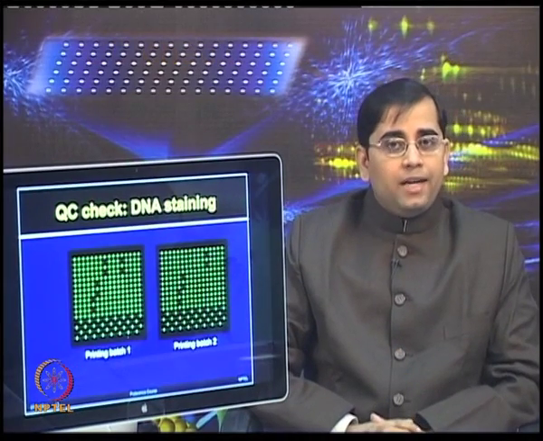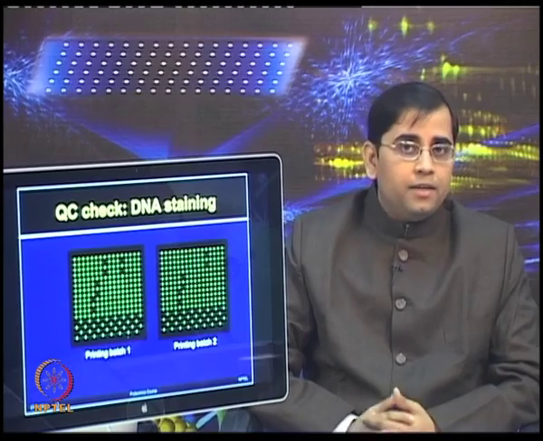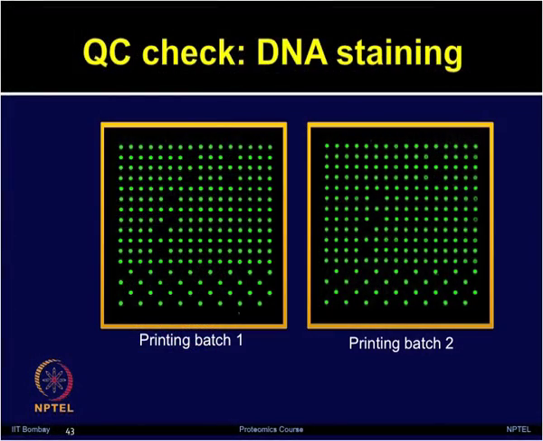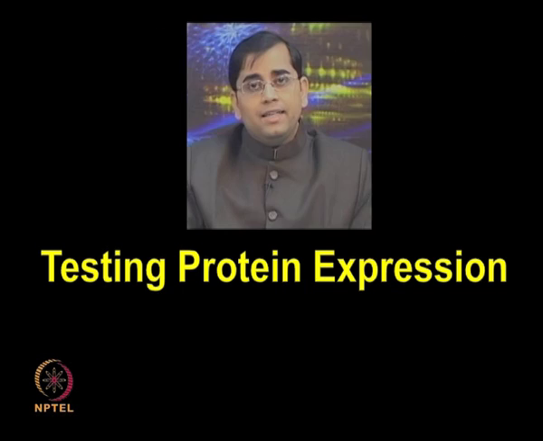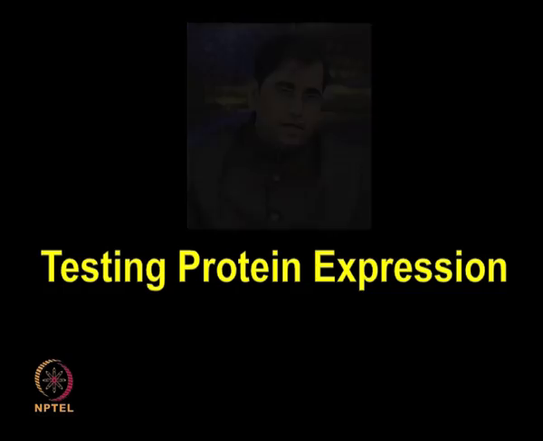Now, batch to batch variation needs to be ensured, because if you are printing 200 slides, 100 in each batch, you need to ensure that all the batches can be used for one experiment and those data can be compared. So, batch to batch printing should always be ensured for both DNA staining as well as the protein expression. Now, once the DNA is quality control checked, then we need to move on to the protein expression testing.